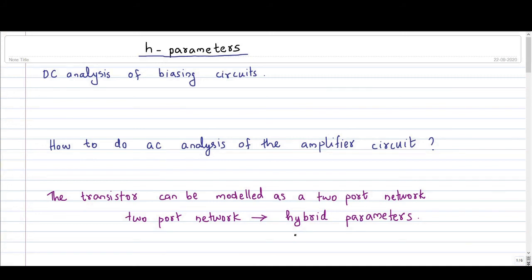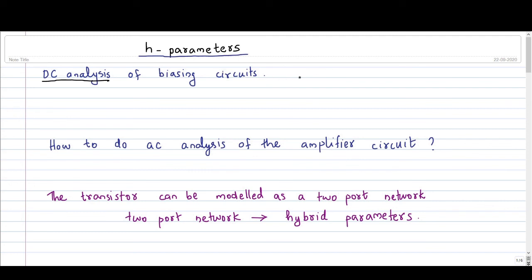Welcome to this video. Today we will study basics of hybrid parameters or H parameters. So in the previous lectures, what we have done is basically DC analysis of different biasing networks. So in all those circuits, only DC voltages were applied, and we were interested in calculating the DC currents and DC voltages in different parts of the network.